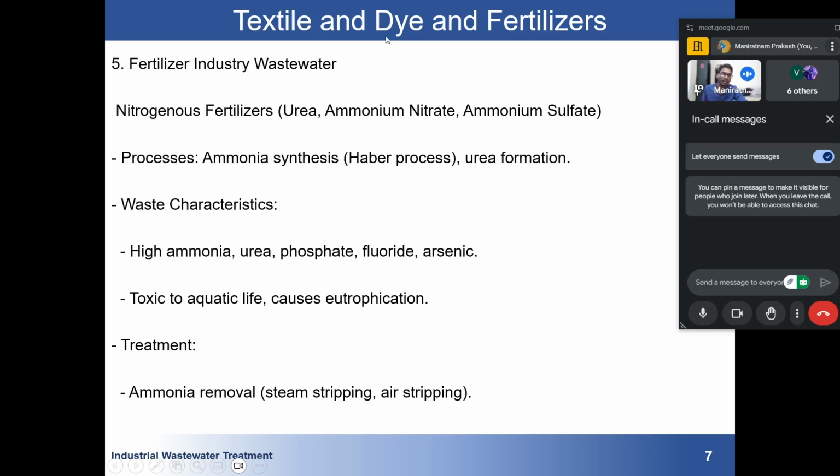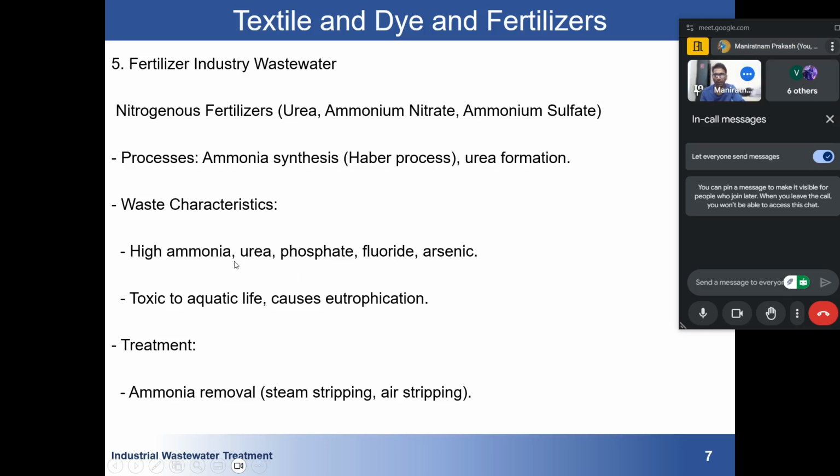Finally, there was a short discussion of the fertilizer industry. We know that fertilizer mainly contains a huge amount of nitrogen. Nitrogenous fertilizers are urea, ammonium nitrate, and ammonium sulfate. There is the process of ammonia synthesis, that is the Haber process, then urea formation. Here, as you can see, a huge amount of ammonium is used, so obviously the wastewater generated will contain a high amount of ammonia.